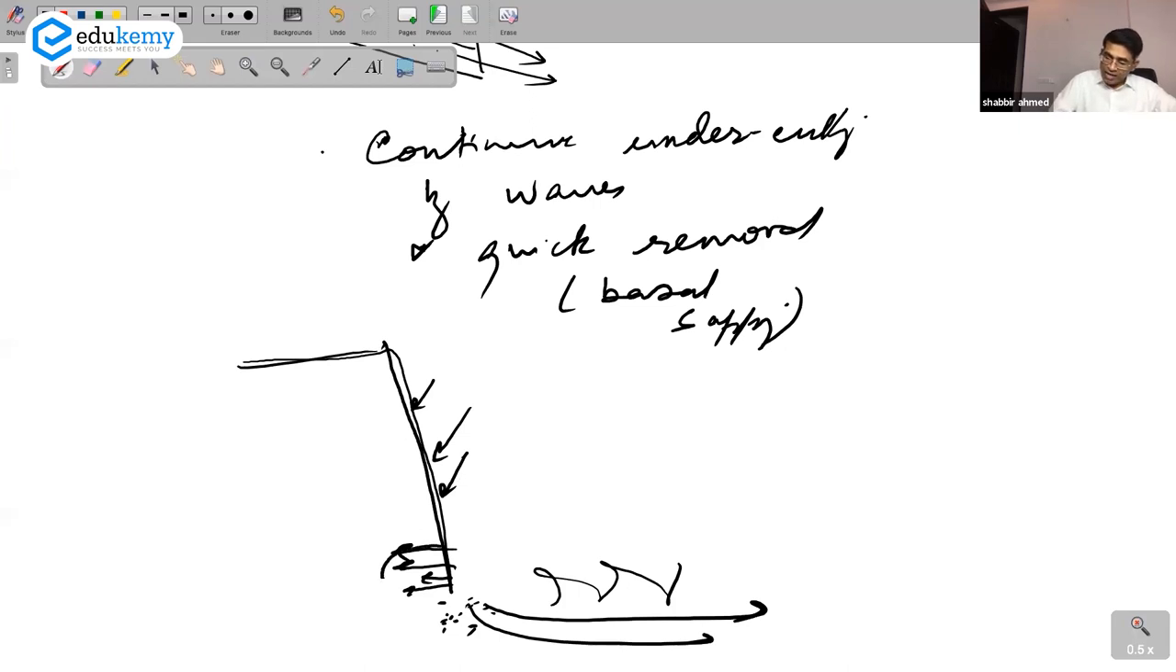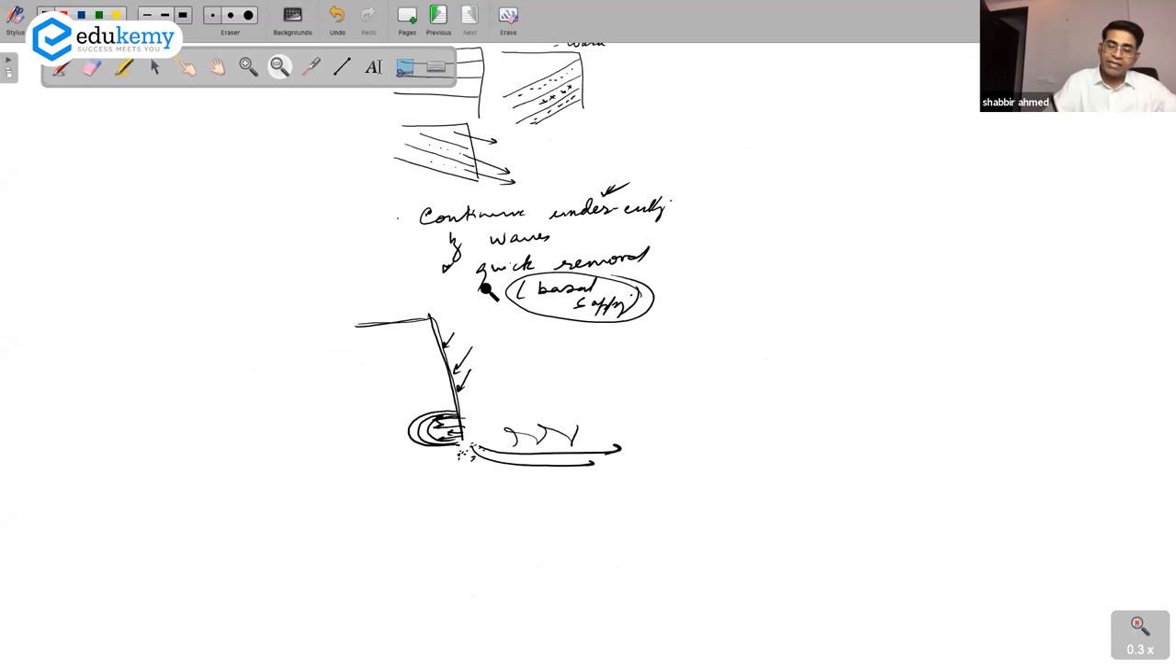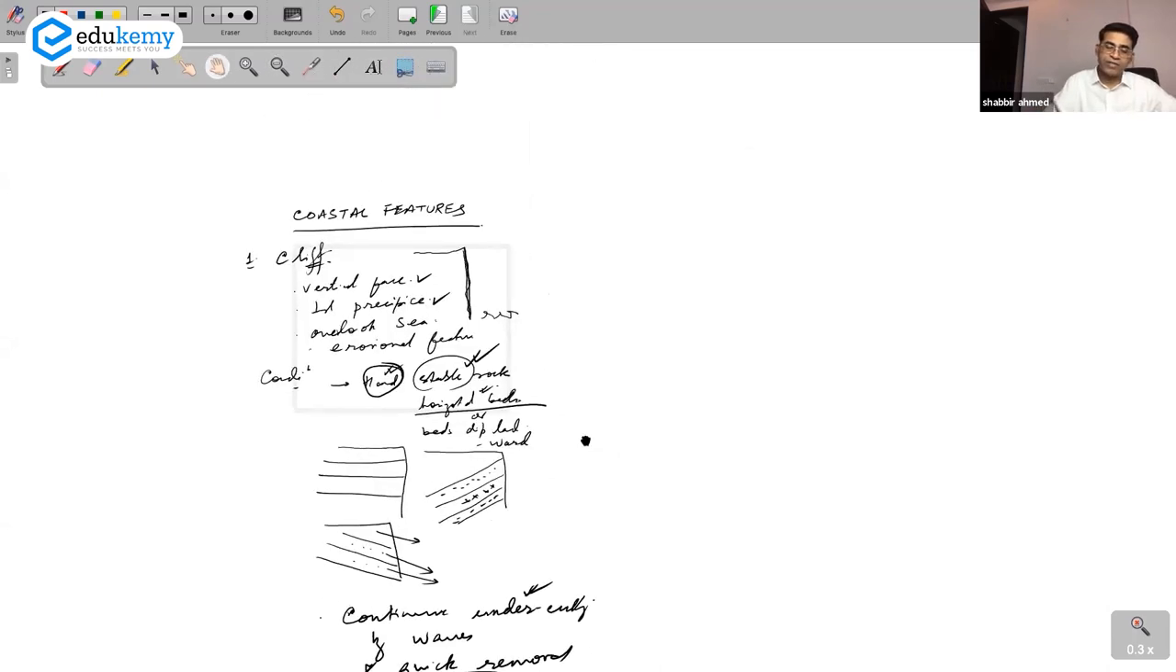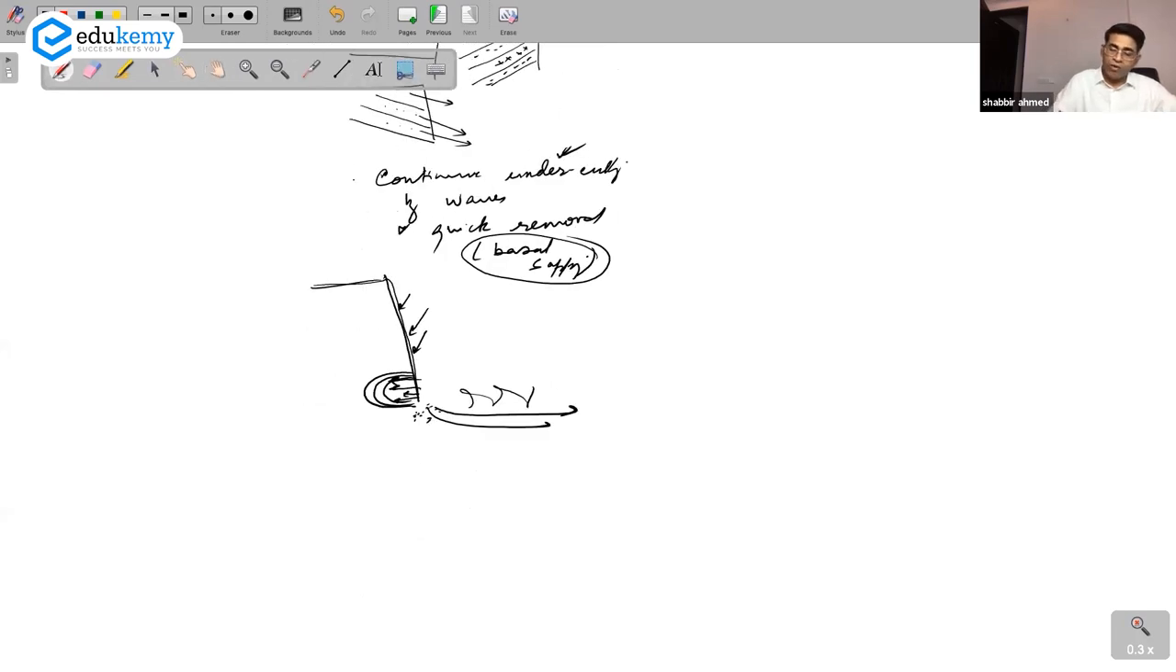This undercutting here can form caves, caverns, and a notch at the base of the cliff. So there should be continuous undercutting followed by removal of the broken rocks and sediments from the base. This process is called basal sapping, B-A-S-A-L S-A-P-P-I-N-G. Essentially, I'm answering the question, what are cliffs? What are the conditions in which cliffs are formed? And now, what are the types of cliffs?